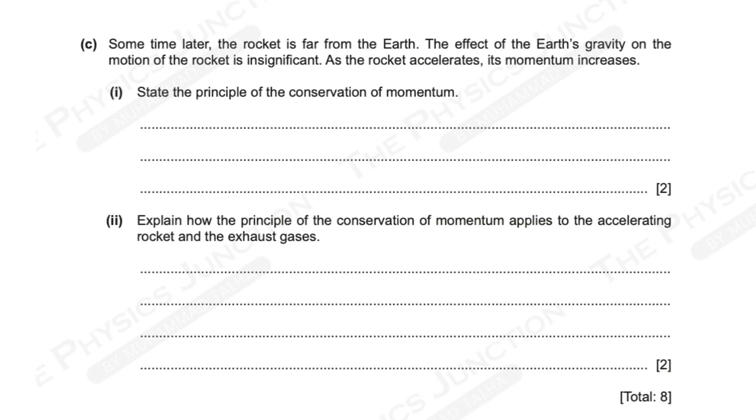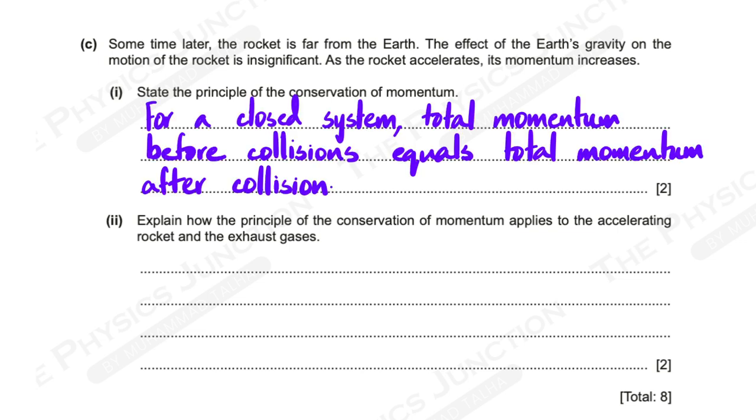Alright, these are the later two parts. Sometime later, the rocket is far from Earth. Effect of Earth's gravity is insignificant. As the rocket accelerates, its momentum increases. State the principle of conservation of momentum. Very easy, which is this: for a closed system or an isolated system, or you might say no external forces acting, total momentum before equals total momentum after collision. Or you can also say that the total momentum remains constant.